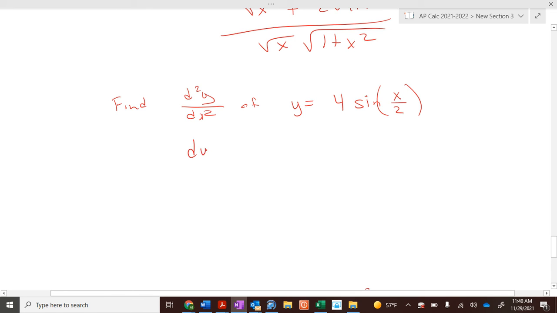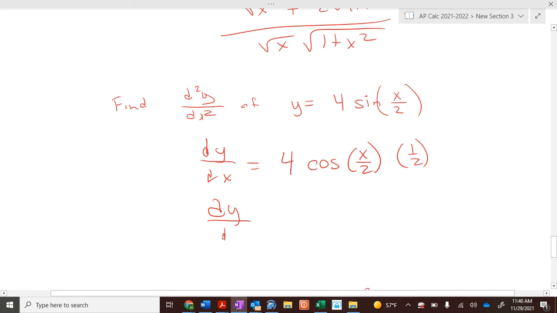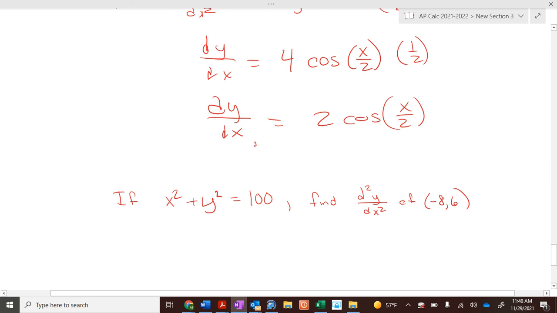For the first derivative, dy/dx equals 4 cosine of x over 2 times the first derivative of the inside of that, which is 1/2. Awesome. So the first derivative is really 2 cosine of x over 2. So what's the second derivative?